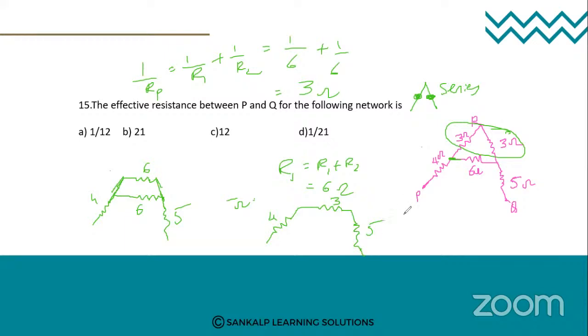Now you can apply all series combinations. So 4 plus 3 plus 5 is equal to 12 ohm. Option C is the answer. Option C. So many students have got the answer, option C. You can copy down. We will go for the next question.